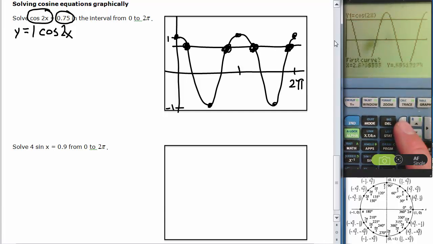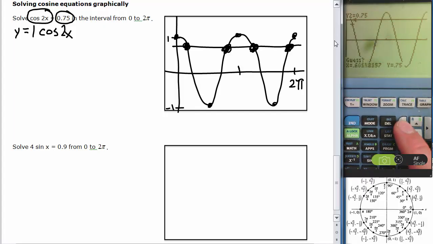For the first curve, you may want to scroll your cursor until you can see your little cursor moving along your graph here. I'm going to go from left to right. You can see my first curve is on the wave function. I'm going to hit enter. And then for the second curve, I'm going to move my cursor right and left. You should be on the line.